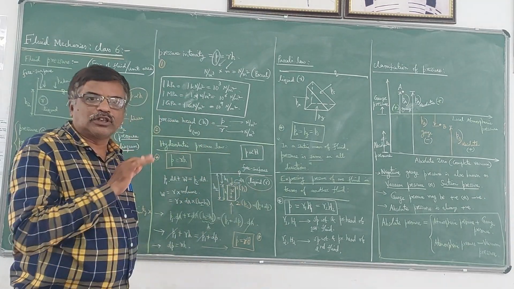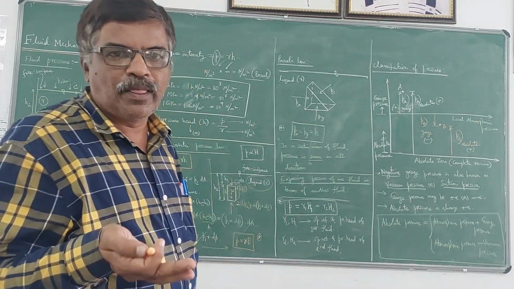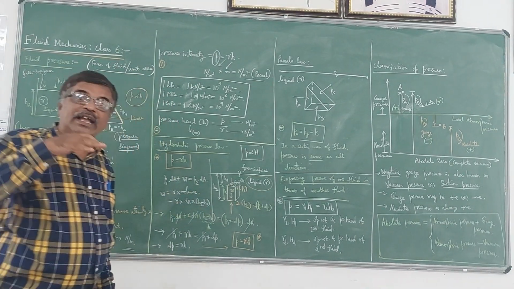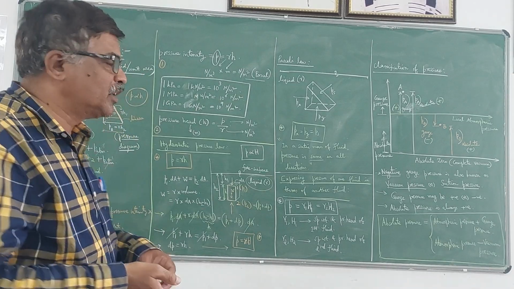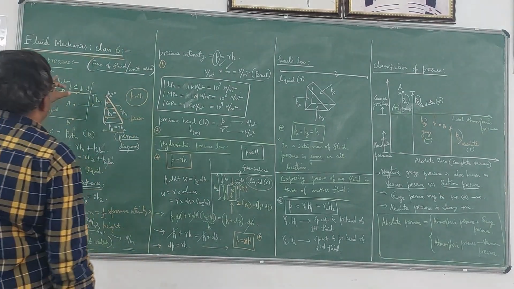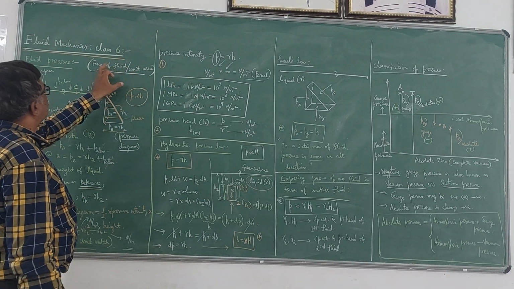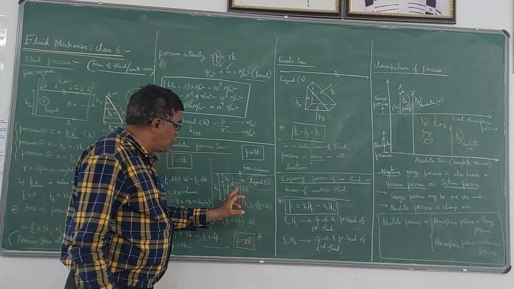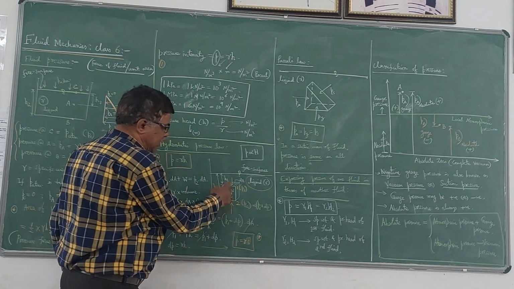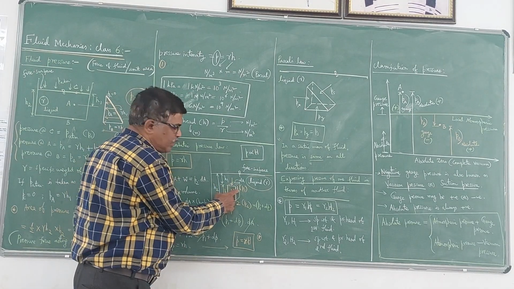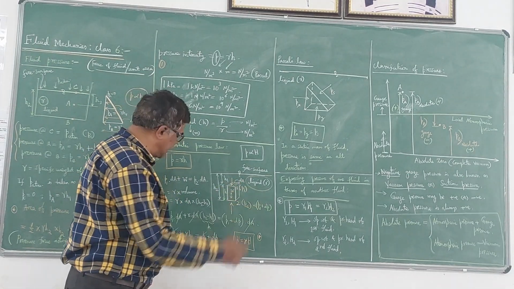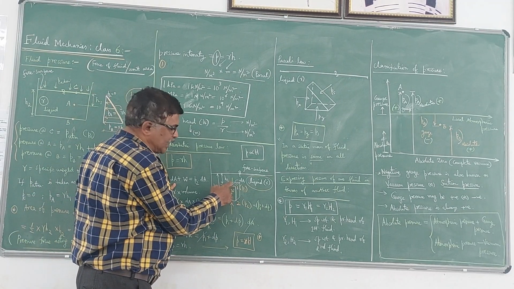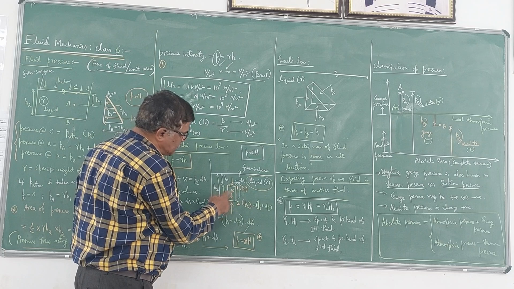Very simple. The pressure should be converted to force. How to convert pressure to force? When you multiply the pressure intensity by the area over which it is acting, it will be converted to force, because pressure is defined as force per area. Force will be equal to pressure into area. So at this point, the force acting will be pressure P1 multiplied by the area dA. So P1 into dA is the pressure force acting at this level.